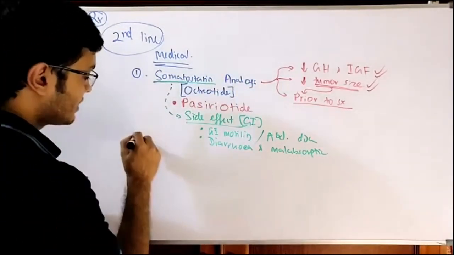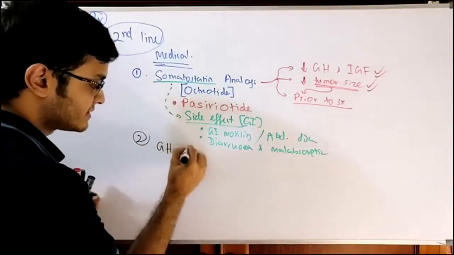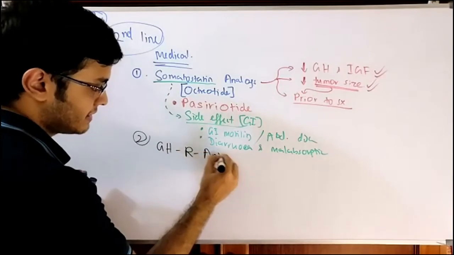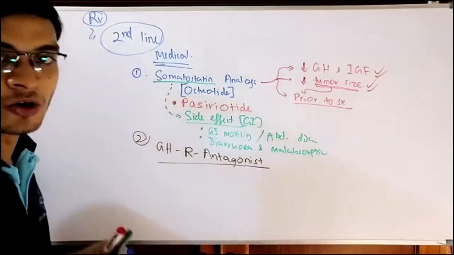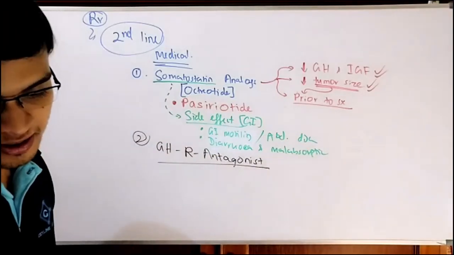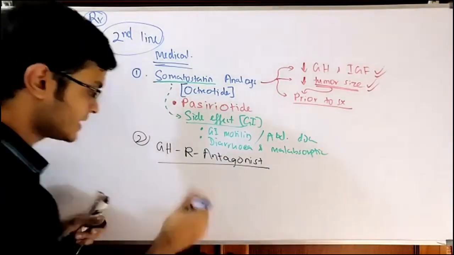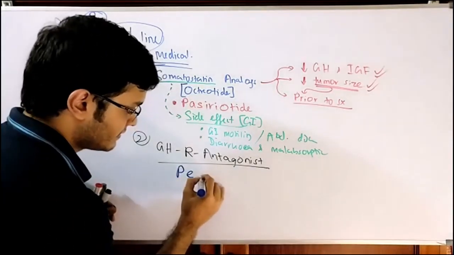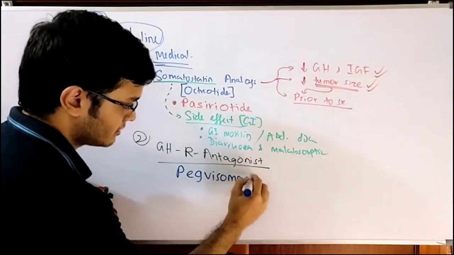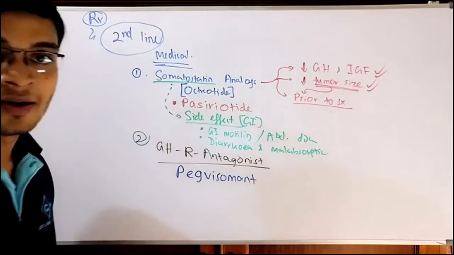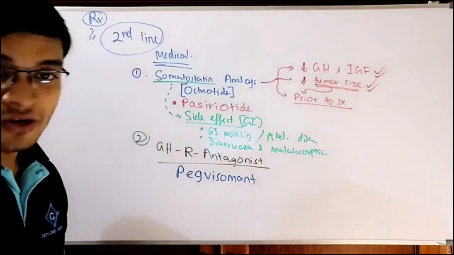The other one. Now, growth hormone is high, so what can we give? A growth hormone receptor antagonist, a growth hormone receptor blocker basically. This is our second choice. Write this down, guys: pegvisomant. There is a G here that is silent. Pegvisomant. If it's easier for you, pevisomant is okay.